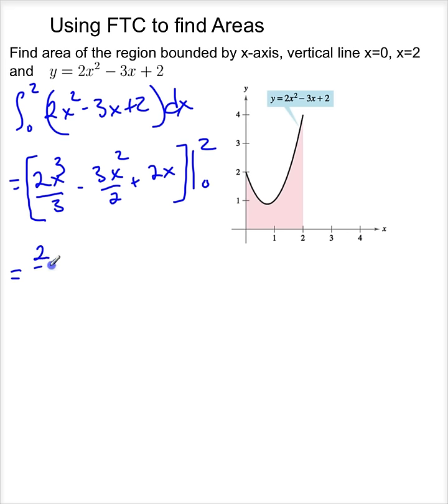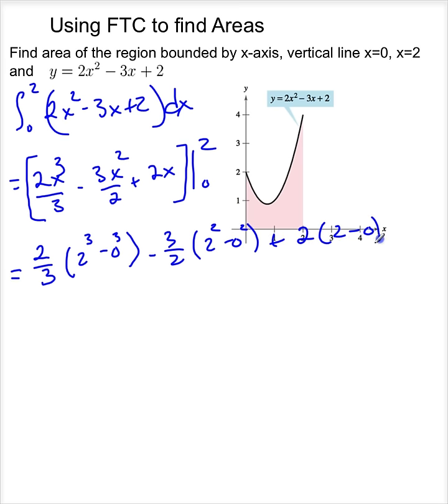So I'm going to factor out 2/3. This is 2 cubed minus 0 cubed minus 3/2 times 2 squared minus 0 squared plus 2 times 2 minus 0. So this becomes, if I add all this up, 10/3.